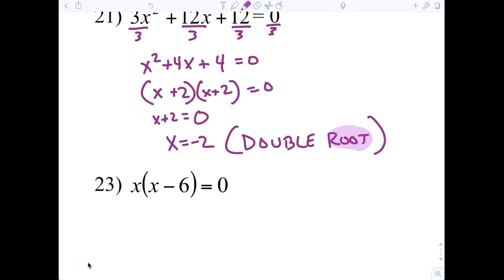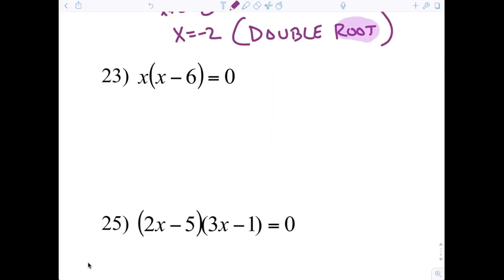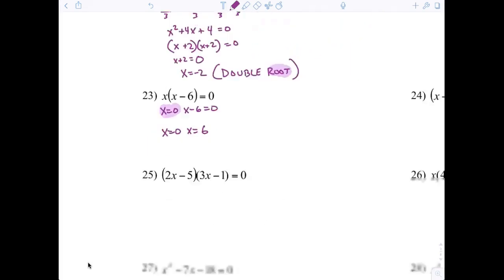All right. Now, for me, why is 23 the easiest one? Because it's already factored. So 23 is super easy. So you just go x equals 0 and x minus 6 equals 0. And then you solve it. Well, is the first one already solved? Yes. So the answer is x equals 0 or x equals 6. All right, I think that's good for me.